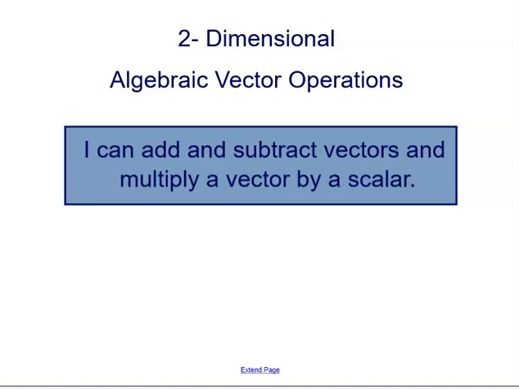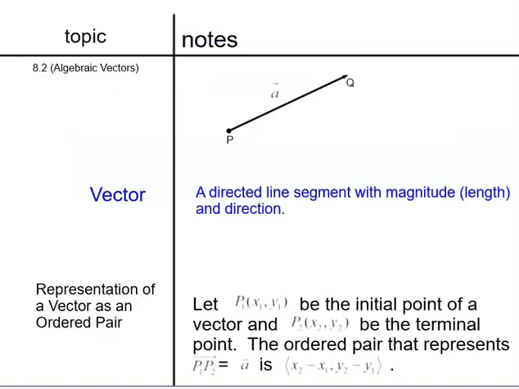Hi, today we are going to talk about two-dimensional algebraic vector operations. So remember, two dimensions, it just goes right, left, up, down. We don't have a third dimension. And we're going to talk about adding, subtracting, and doing scalar multiplication with those.